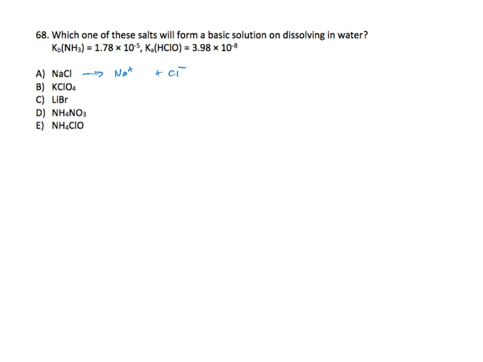Sodium plus is a group 1 metal. It has no effect on the pH. And Cl- is the conjugate base of a strong acid, which was HCl. That means it's what we call infinitely weak. And infinitely weak bases do not have any impact on the pH, so we would expect a sodium chloride solution to be neutral.